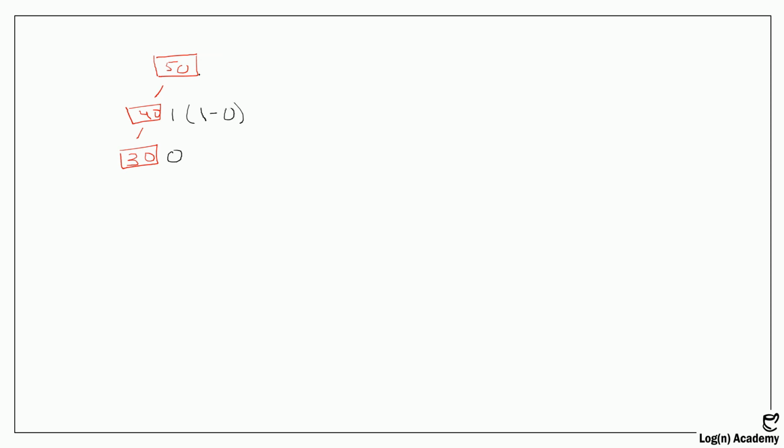Now, what is the balance factor of 50? The height of the left subtree is 2, and there is nothing on the right hand side, so the balance factor of this node, 50, is 2. The acceptable balance factors, as we know, are minus 1, 0, and 1. But we have something which is not acceptable, which is 2. So to make it an AVL tree, a balanced tree, we will have to apply rotation. Let's see how we can apply rotation.